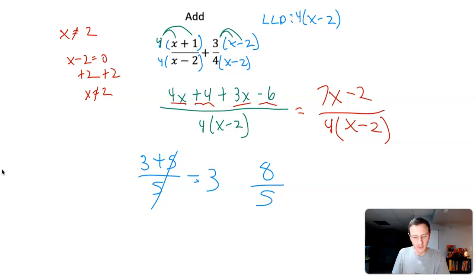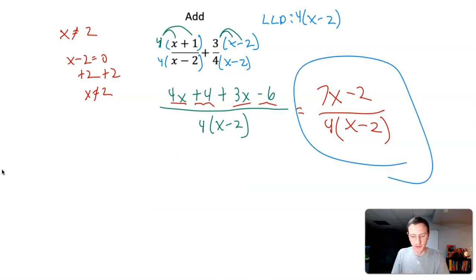So the final answer here is going to be 7x minus 2 over 4 times x minus 2. There's no simplifying they can do. There's nothing that I could factor out. Nothing. So that's going to be it.